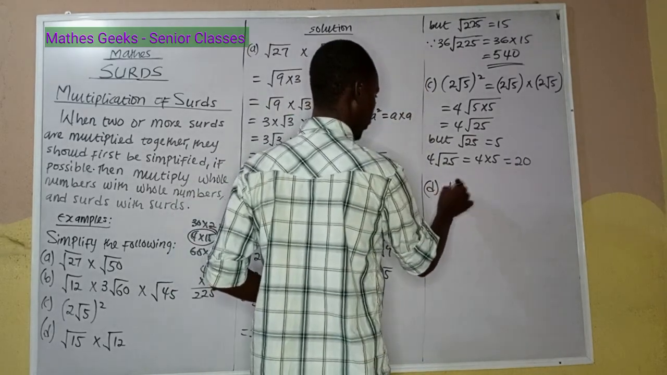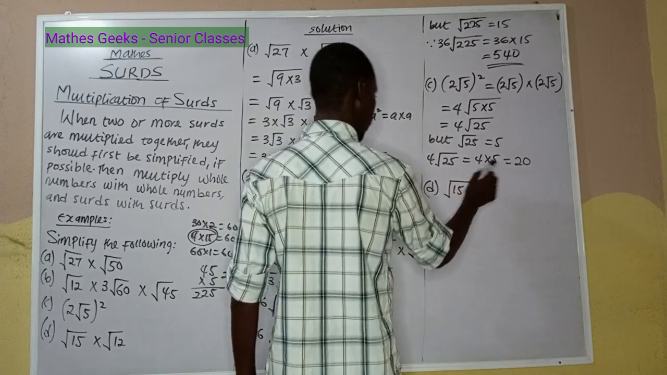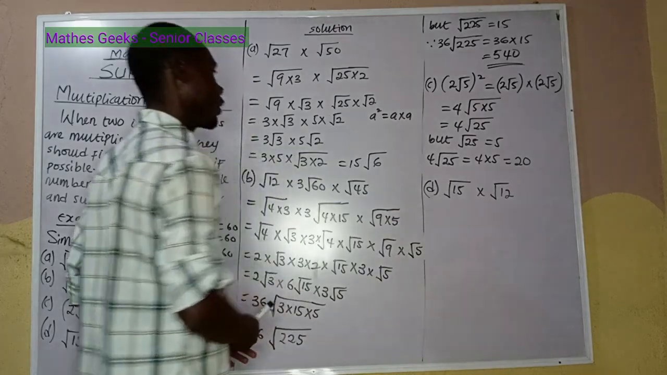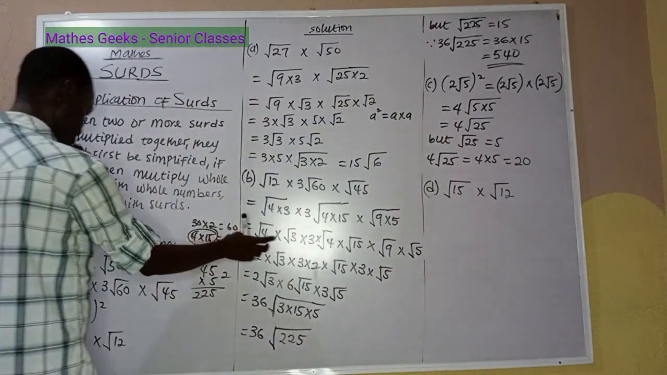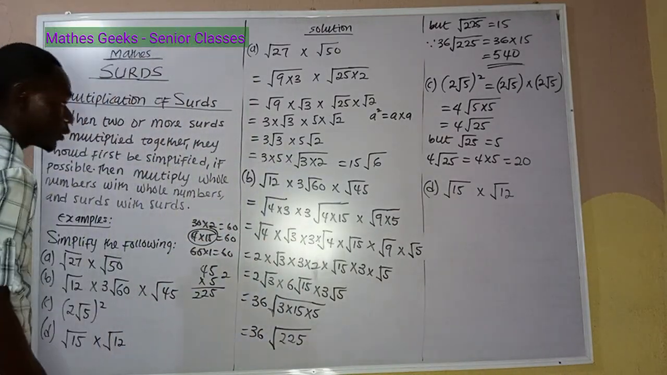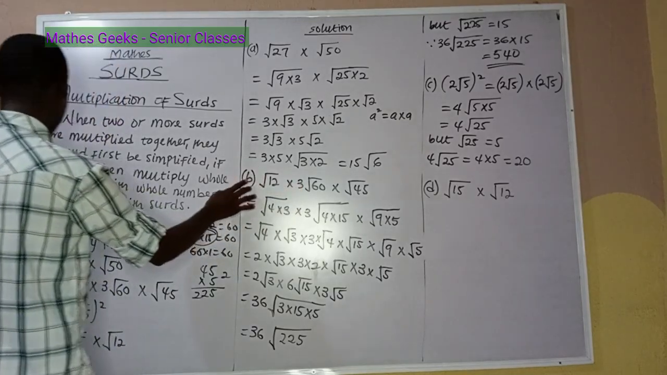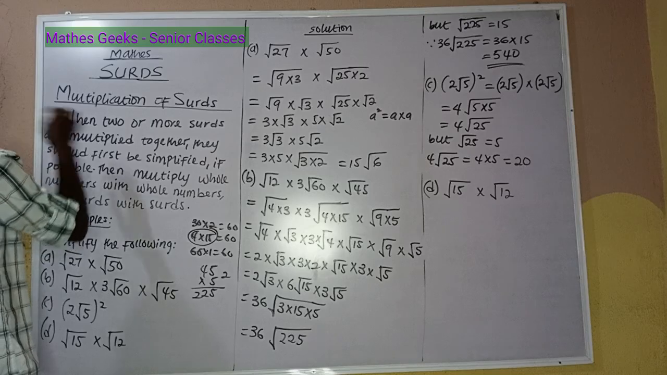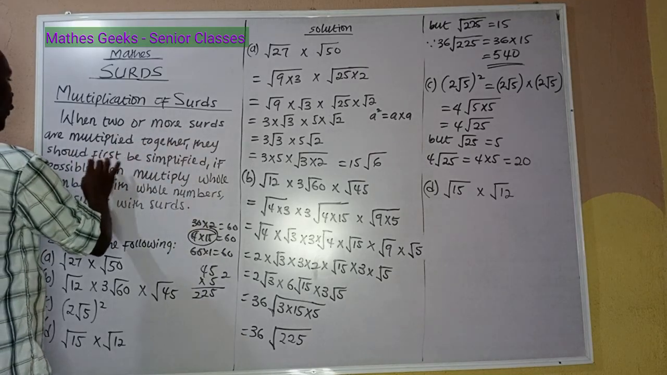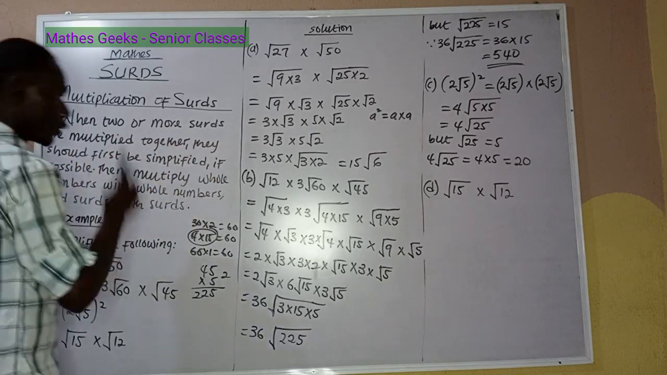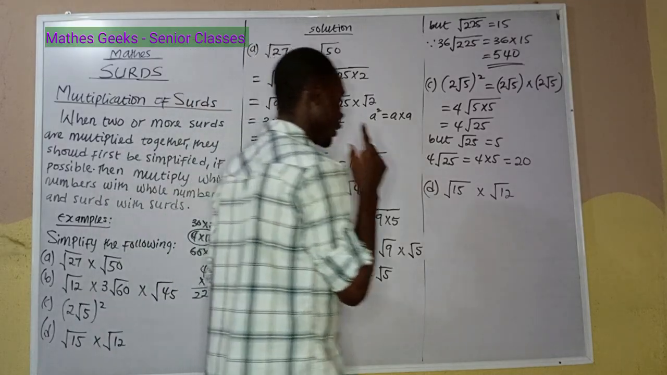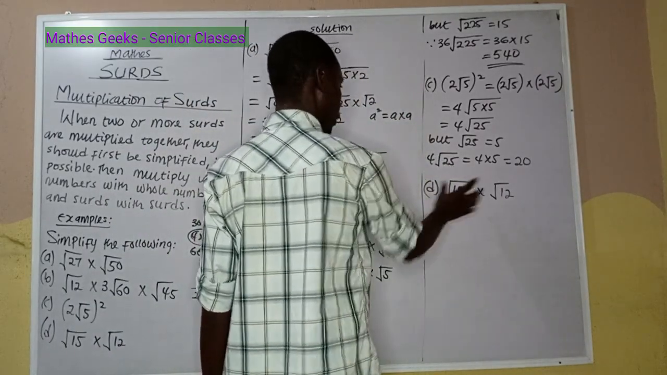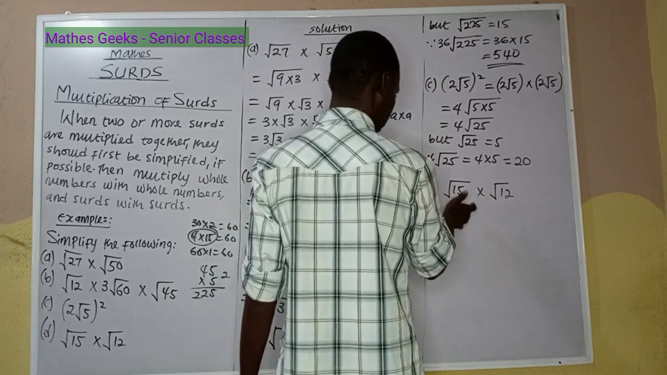D. Root 15 times root 12. So this was the instance I was citing when I was carrying out the multiplication on example B. The statement here says that when two or more surds are multiplied together, they should first be simplified if possible. So the condition is if it is possible for simplification to be done on the surd, but not in all cases, as you're going to find out here.